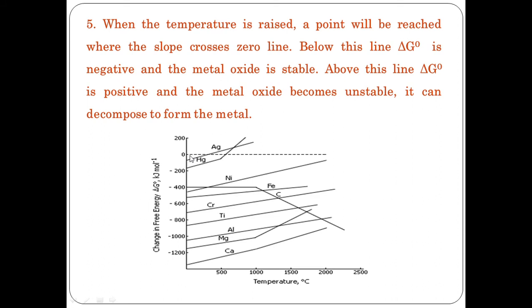Above this line, delta G naught is positive and the metal oxide becomes unstable, and finally it can decompose to form the metal.